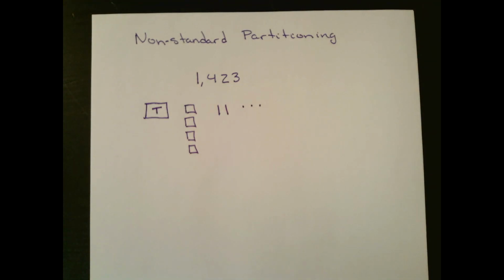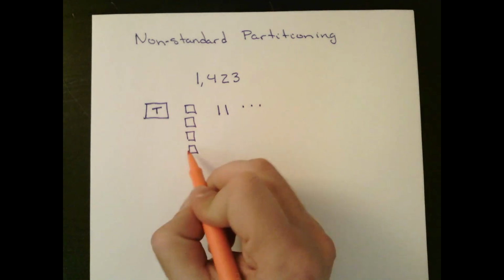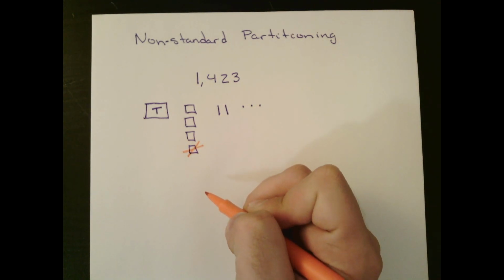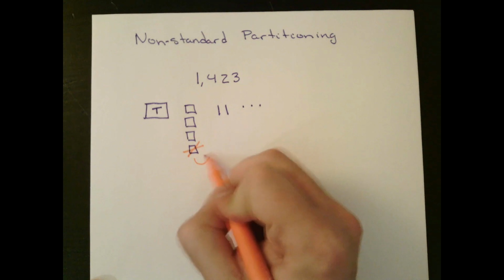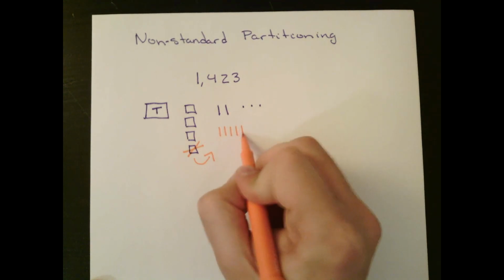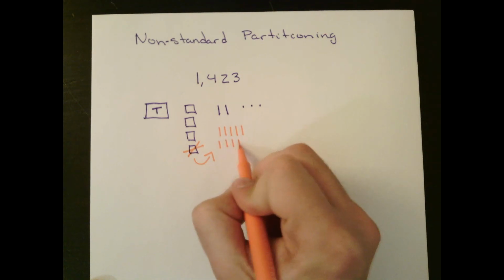If we wanted to take that number and put it into non-standard partitioning, all we would need to do is regroup. And when we talk about regrouping, we talk about just changing the way that a place value is represented. So that could mean taking 100 and representing it here in the tens place. So we'd have 1, 2, 3, 4, 5, 6, 7, 8, 9, 10.